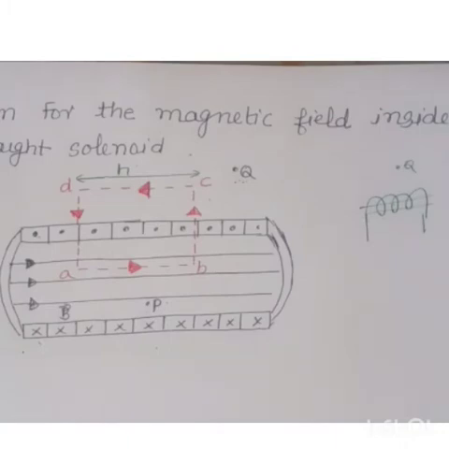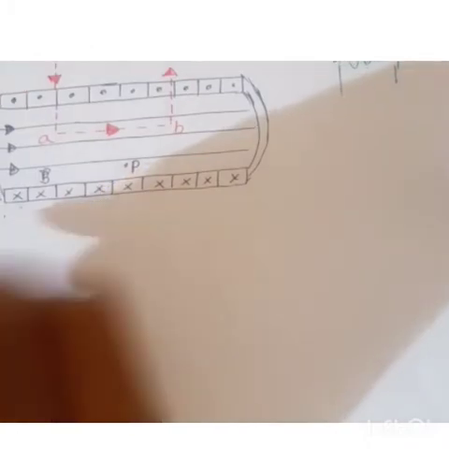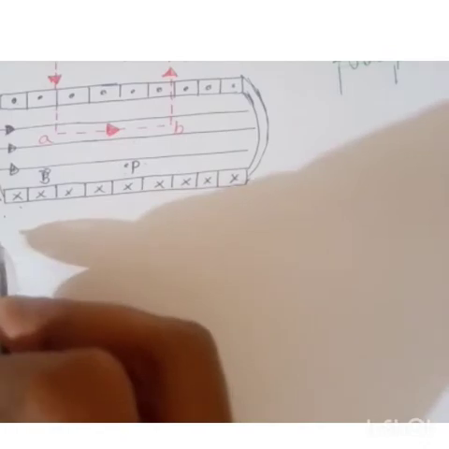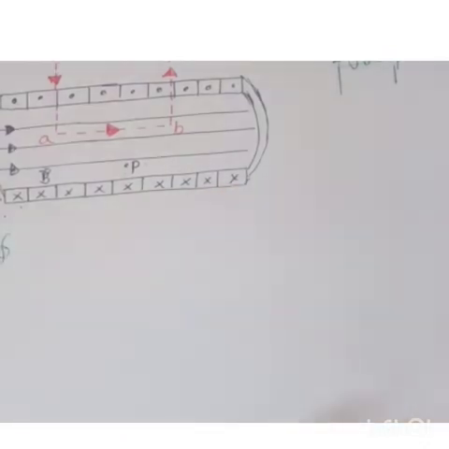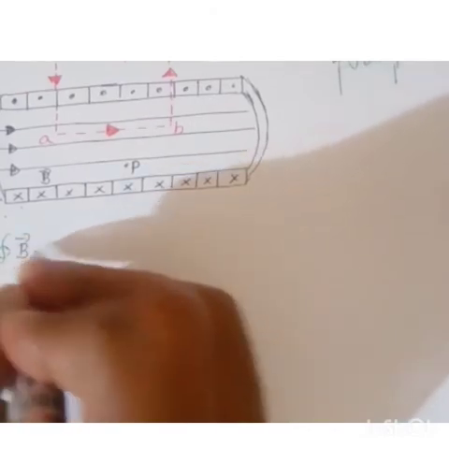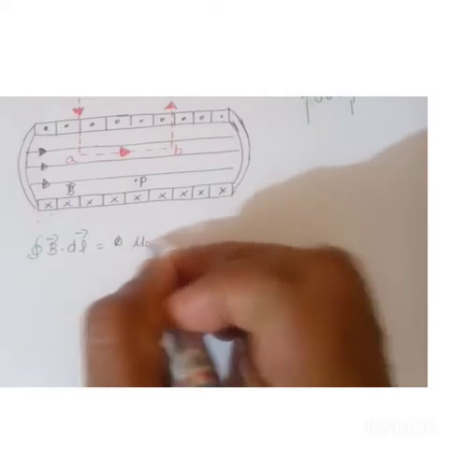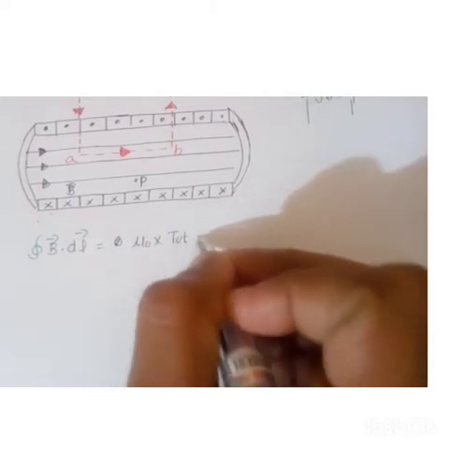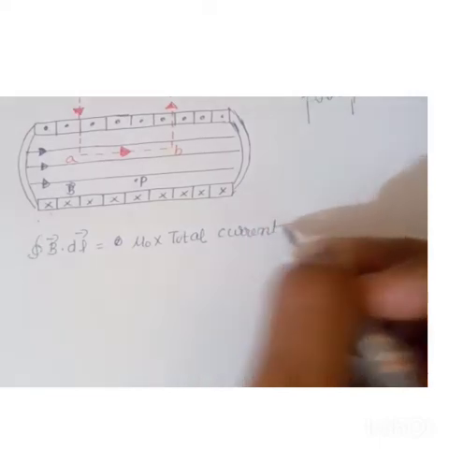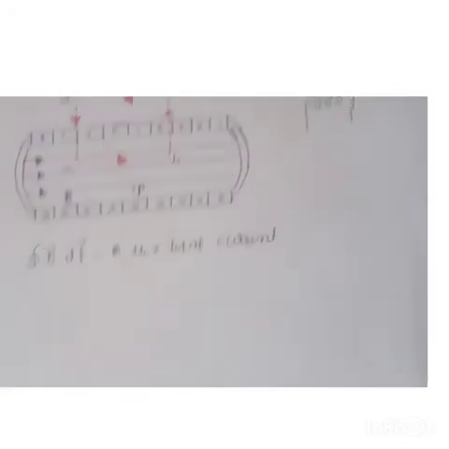Then you have to apply the Ampere circuit law. Which law? Ampere circuit law. What is the Ampere circuit law? The closed integral of B dot dl is equal to mu 0 into the total current through the loop. Which loop? ABCD. Total current through the loop ABCD.